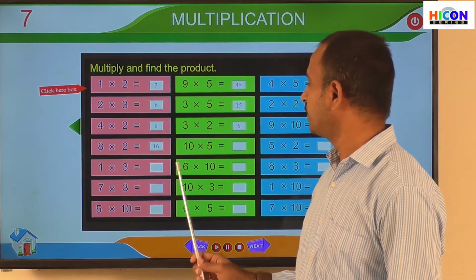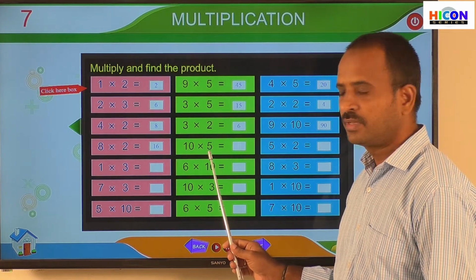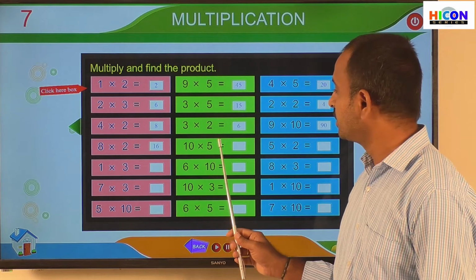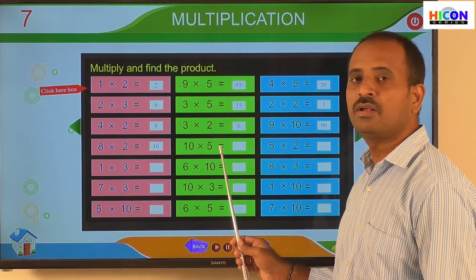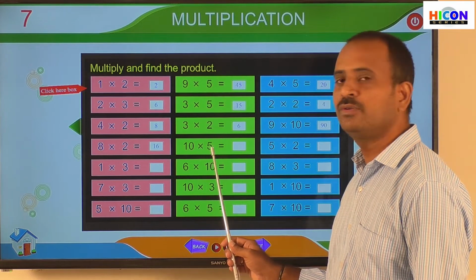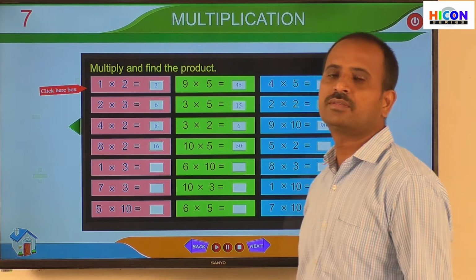And children, see the next one. So here 10 into 5 is equal to how much? So this is the fifth table. That is 10 5s are how much children? 10 5s are 50. So write 50 in the box.